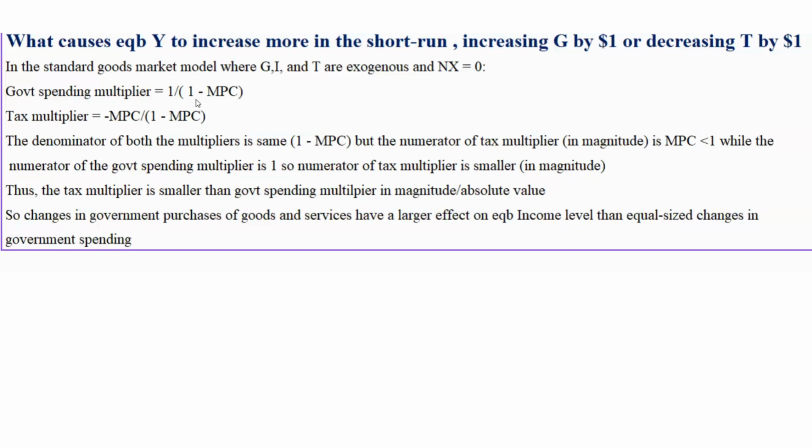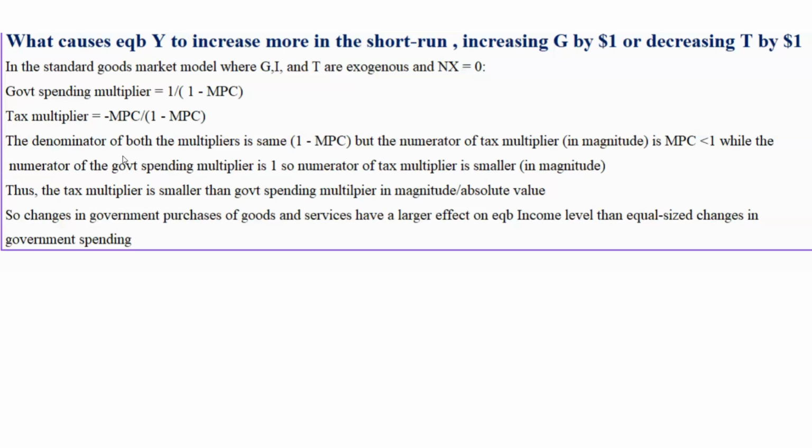Now we can see the denominator of both the multipliers is the same, 1 minus MPC. But the numerator of the tax multiplier, in absolute value, ignoring the minus sign, is MPC. And we know MPC is less than 1, because when your income increases, you consume a certain portion of the increase and you save some part of it. While the numerator of the government spending multiplier is 1.